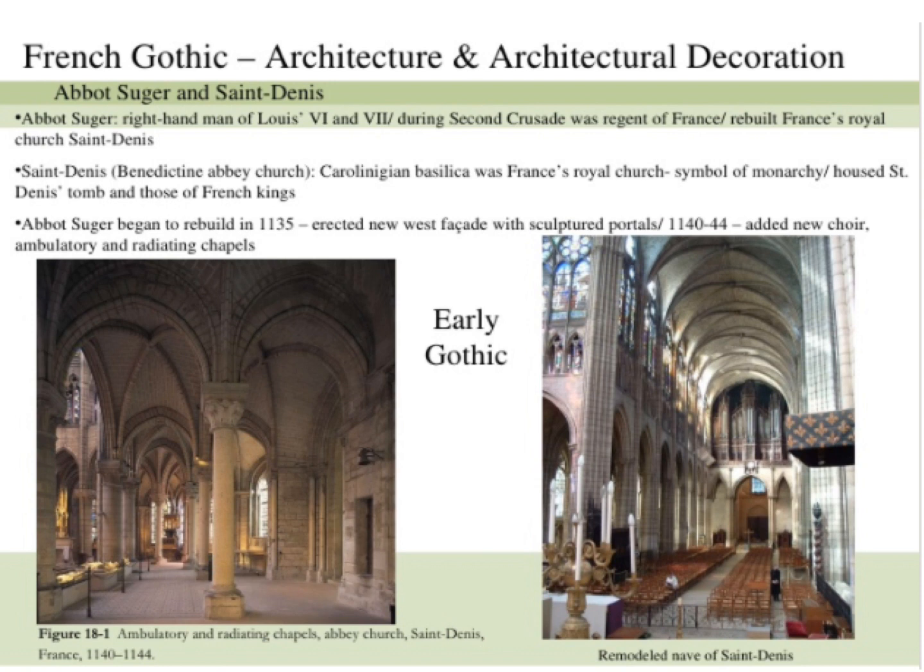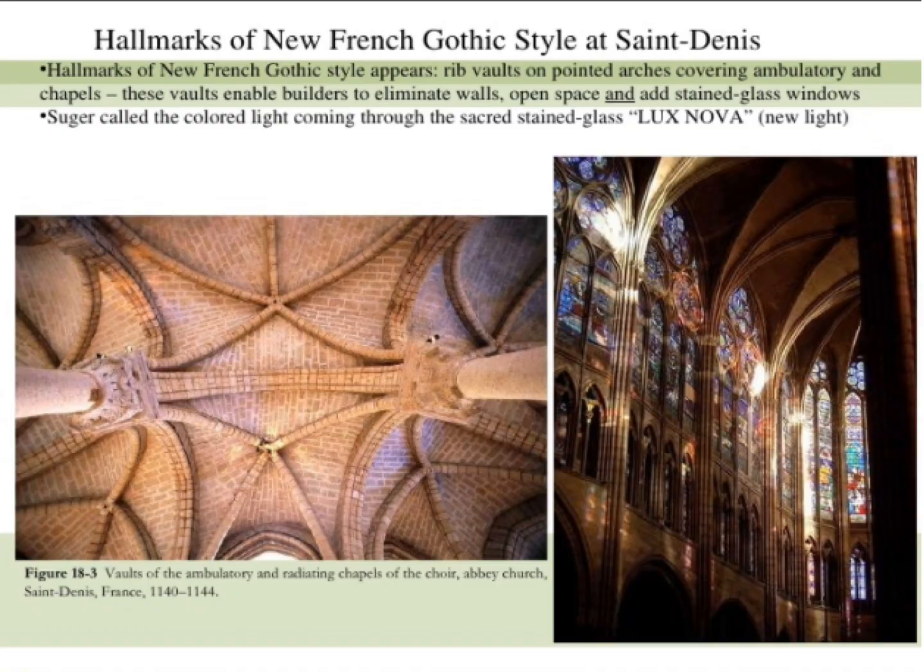So Abbot Suger begins to rebuild Saint Denis in 1135. He redesigns the facade and the sculptural portals, the doors. And from 1140 to 1144, he works on adding a new choir, ambulatory, and radiating chapels. Hallmarks of the French Gothic style at Saint Denis are rib vaults that appear on top of the pointed arch.